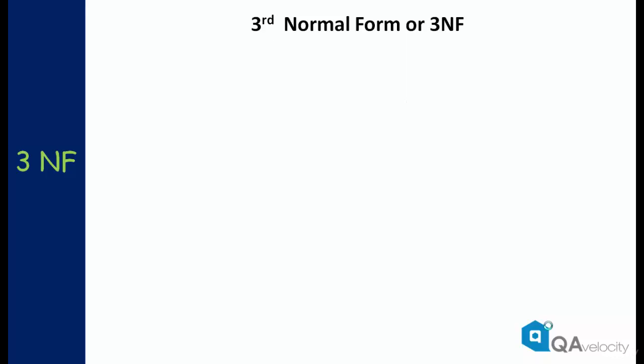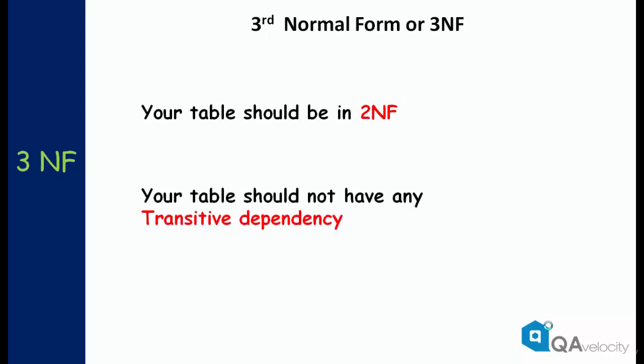If you want your table in third normal form, then your table needs to follow the below two rules. The first rule says your table should be in second normal form, which we have already created. And the second rule says your table should not have any transitive dependency. Transitive dependency is when a non-key column is dependent on or related to another non-key column of the table.